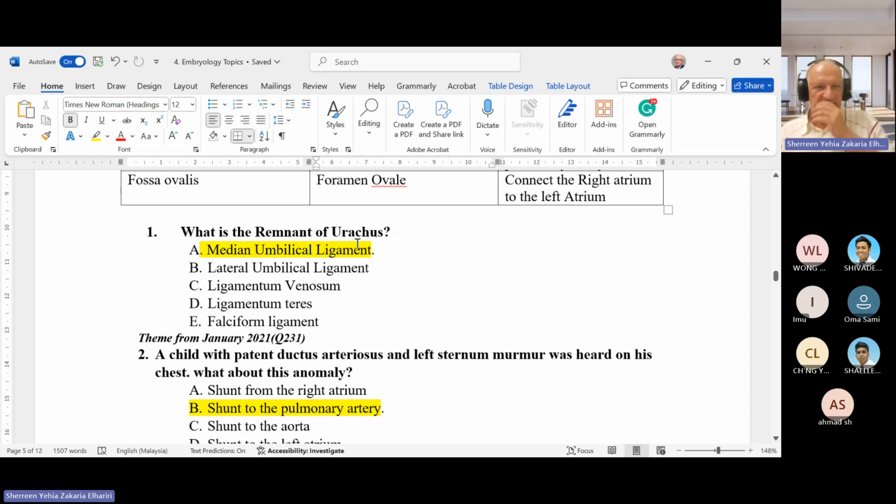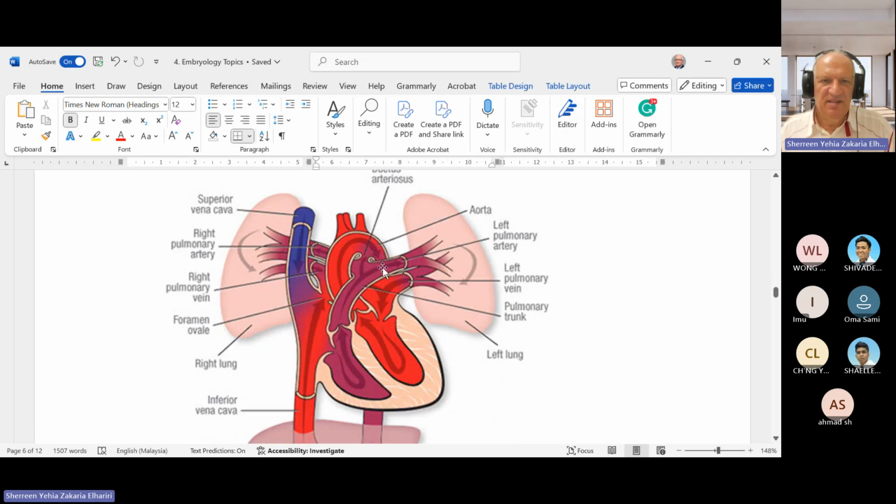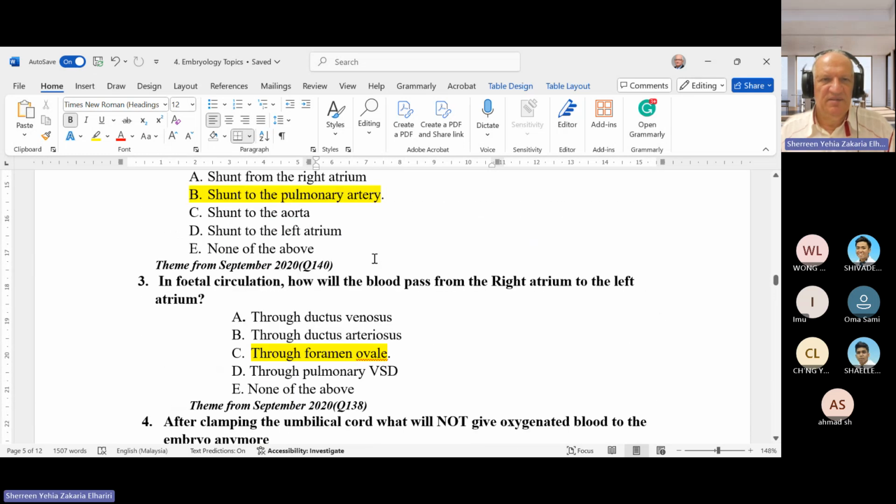So you can find a question like this. Remnant of the urachus: it is the median, not the medial umbilical ligament. Child with patent ductus arteriosus, left sternal murmur heard in the chest. What about this anomaly? It shunts to the pulmonary artery. So this is the ductus arteriosus. You can see here, patent ductus arteriosus, a shunt between the pulmonary artery and the arch of the aorta.